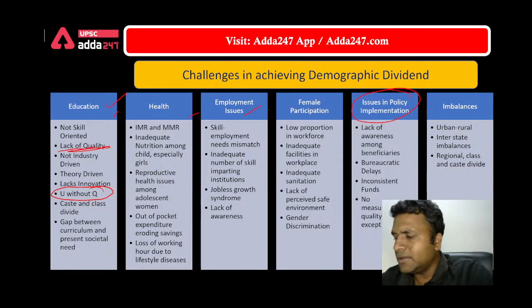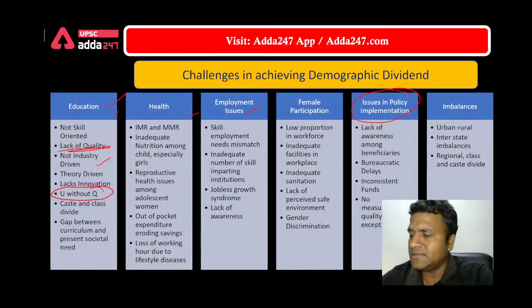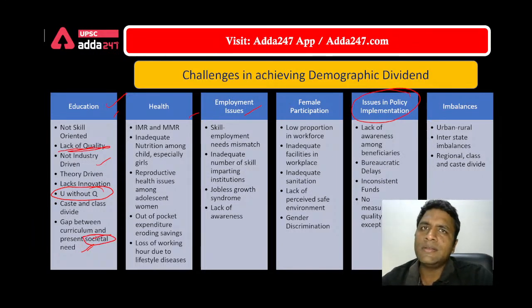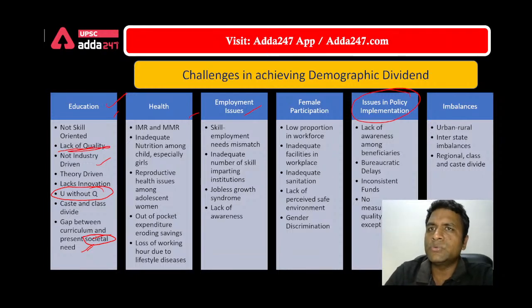All right. Then the education system is not industry driven; relevant skills are not being found. There is a gap between the curriculum and the present societal and industrial need. Also, in education there is a lot of difference between caste and class, and a divide is observed. People tend to study based on their family status, and they go to private schools, which lead to a better curriculum. In some states you can see better education facilities also, but more or less it is perceived that way.